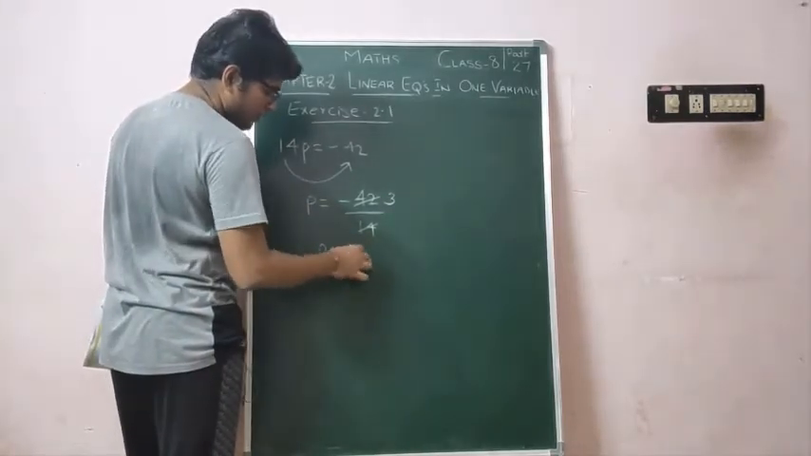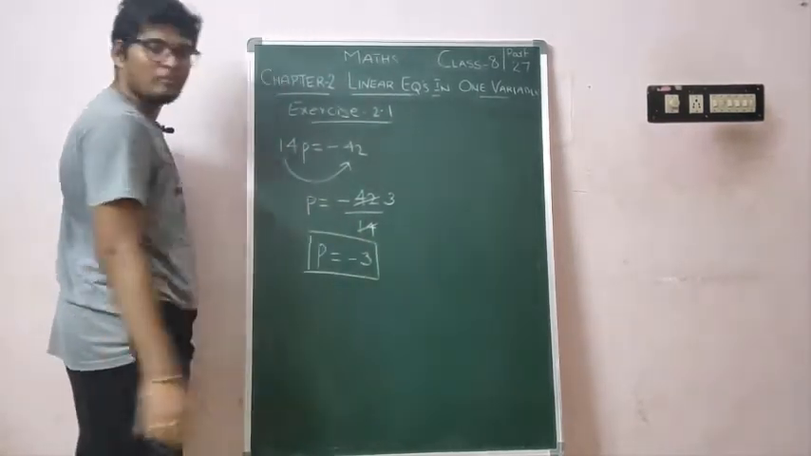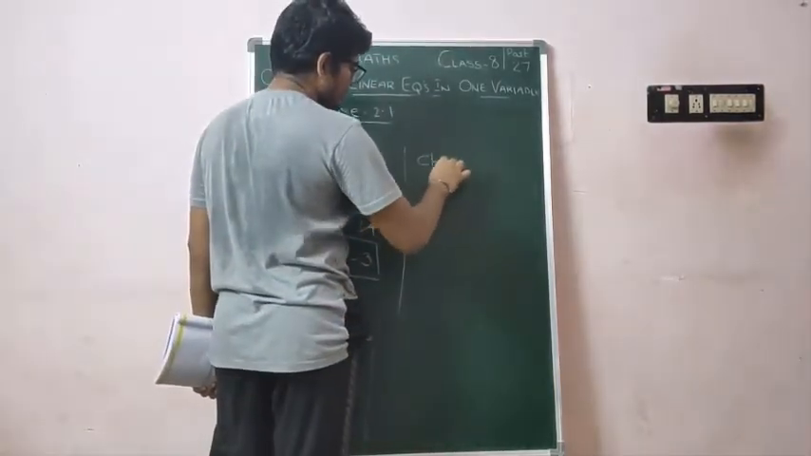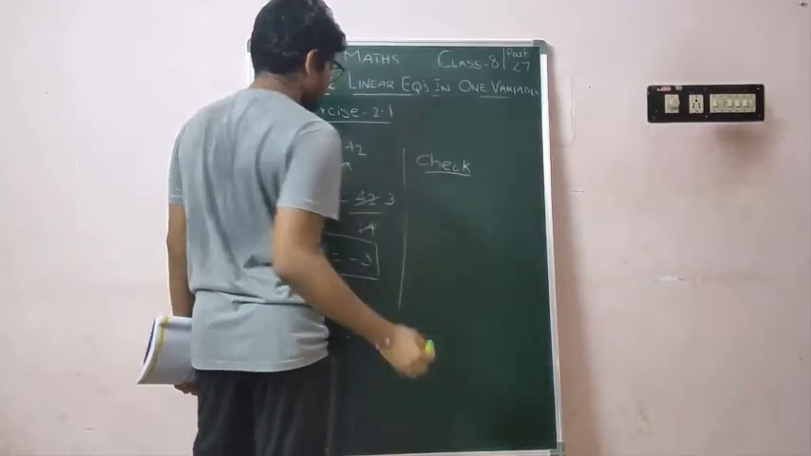P is equal to 3. What should you do now? Check. What should you do now?